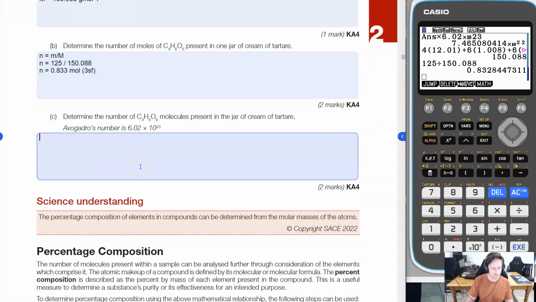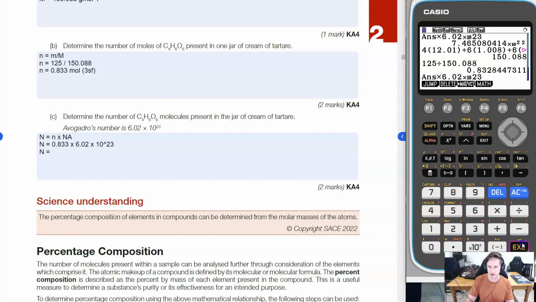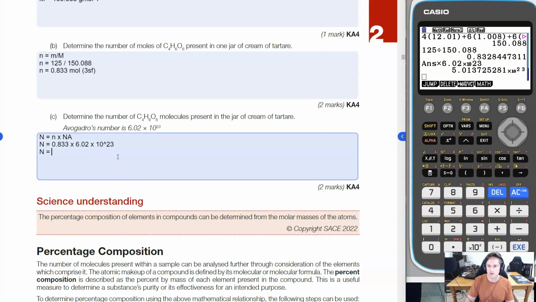How many molecules are present? Same as before. The number of molecules is equal to the number of moles multiplied by Avogadro's number, which is going to be 0.833 times 6.02 times 10 to the power of 23. So I won't use my rounded off version. I'll use what's in the calculator already. Multiplied by 6.02 times 10 to the power of 23. Gives us 5.01 times 10 to the power of 23 molecules.